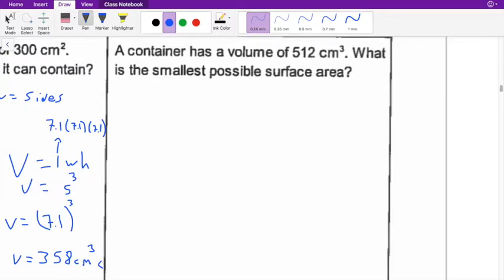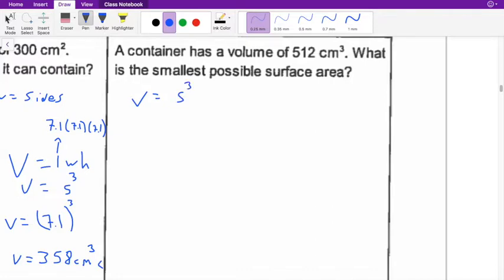So a container has a volume of 512. What is the smallest possible surface area? So we're working the exact opposite way as we did in the previous question because we're going from volume to surface area. So if we take a look at the equation, volume equals length times width times height. And we know the optimization of an area is going to be a square. So we can go volume equals S cubed because we know that all these are going to be the same.